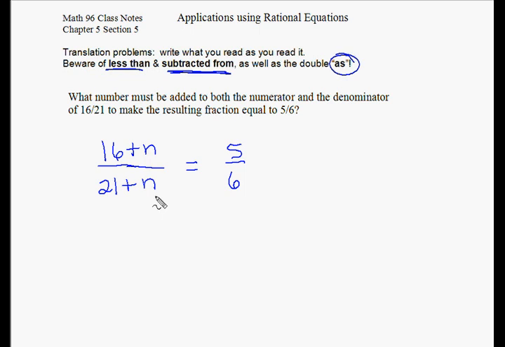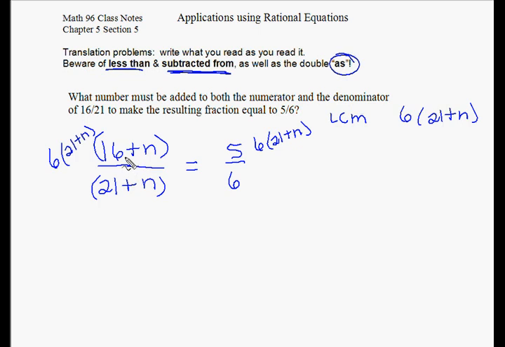So if I want to solve this word problem that now I've set up as an equation, I still need that LCM, the common denominator. And 21 plus n does not factor. 6 does, but it won't have anything common with this, so our LCM will be 6 times 21 plus n. And we're going to multiply each term in the problem by that LCM, the 6 and the 21 plus n. So we use parentheses because we have plus signs, and now we're going to reduce, clearing out the denominators.